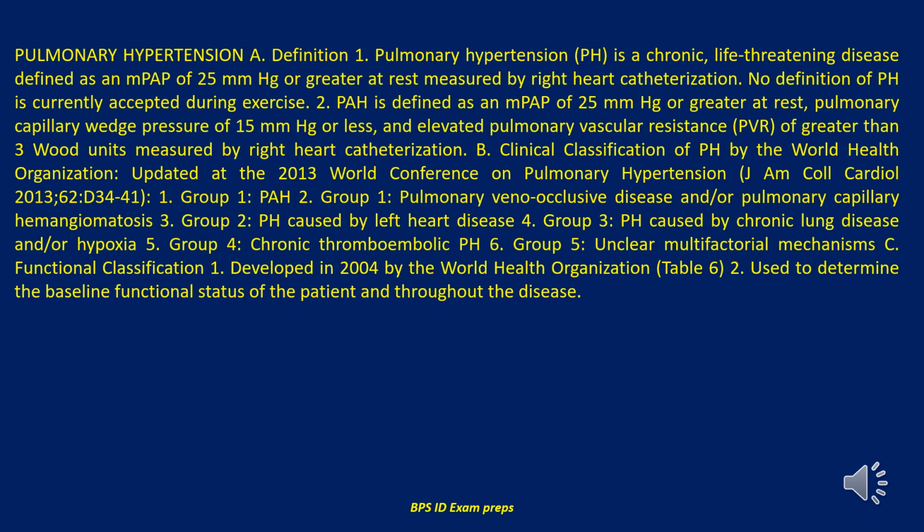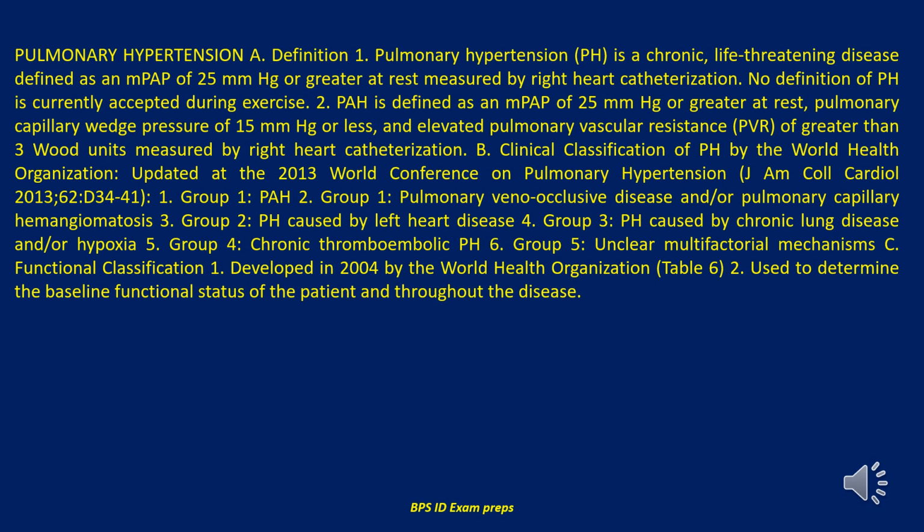2. PAH is defined as an mPAP of 25 mm of mercury or greater at rest, pulmonary capillary wedge pressure of 15 mm of mercury or less, and elevated pulmonary vascular resistance (PVR) of greater than 3 Wood units measured by right heart catheterization. B. Regarding clinical classification of PH by the World Health Organization, updated at the 2013 World Conference on Pulmonary Hypertension, published in the Journal of the American College of Cardiology in 2013.